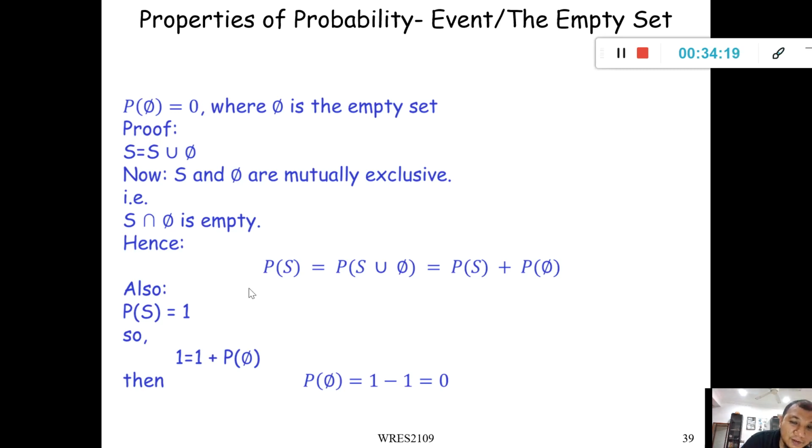So you have here P of S union null is equal to P of S plus P of null. So this is pretty straightforward as well.